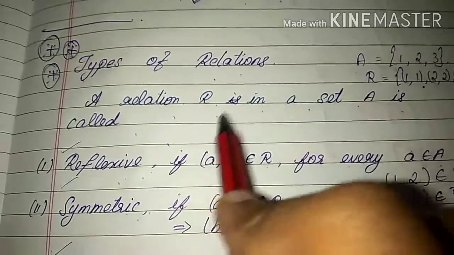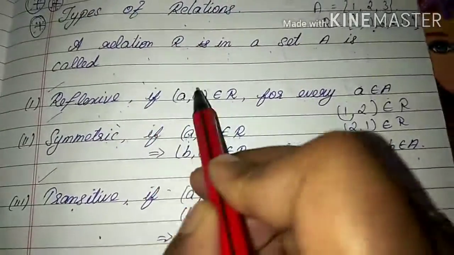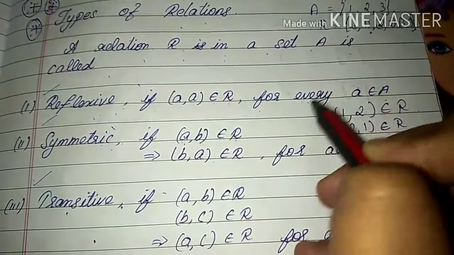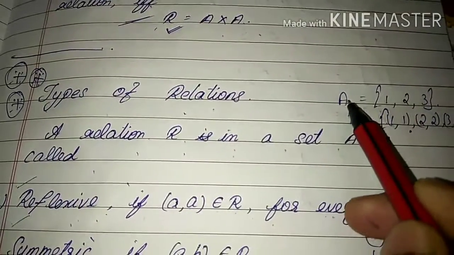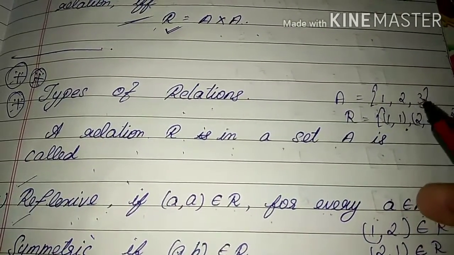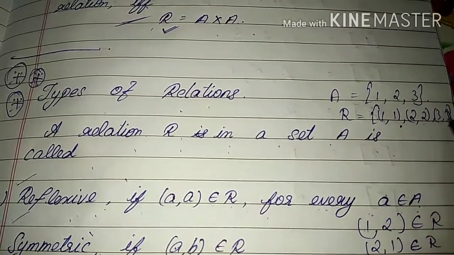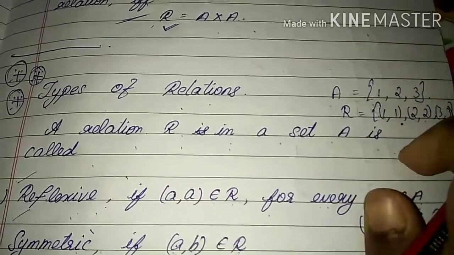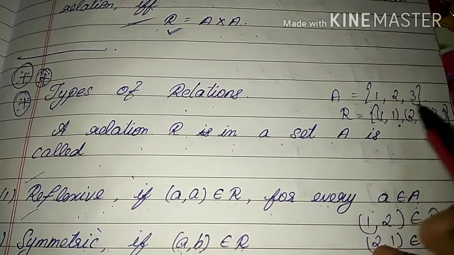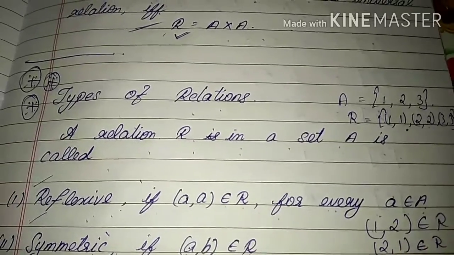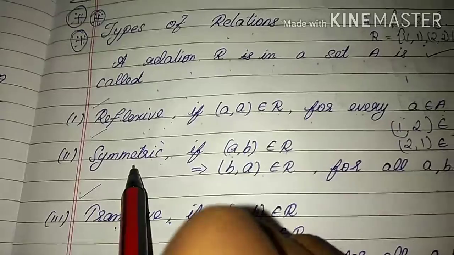Okay, a relation R in a set A is called reflexive if (a, a) belongs to R for every a belonging to A. For example, I have taken here A is equal to 1, 2, 3 and the relation is (1, 1), (2, 2), (3, 3). Reflexive means it is just reflecting back. 1 is reflecting to 1, 2 reflecting to 2, just like that. So it is called a reflexive relation. This is done.